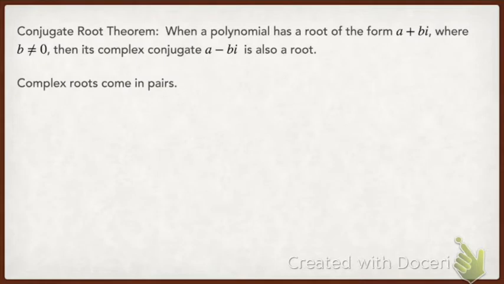Now, the conjugate root theorem. Whenever a polynomial has an imaginary root, a plus bi, or a complex root where b does not equal 0, meaning there's an imaginary part of the solution, then its complex conjugate is also a root. So if we have a plus bi, a minus bi is also a root. What this means is that complex roots are always in pairs. You can never have just one of them. There are always even numbers: 2, 4, 6.